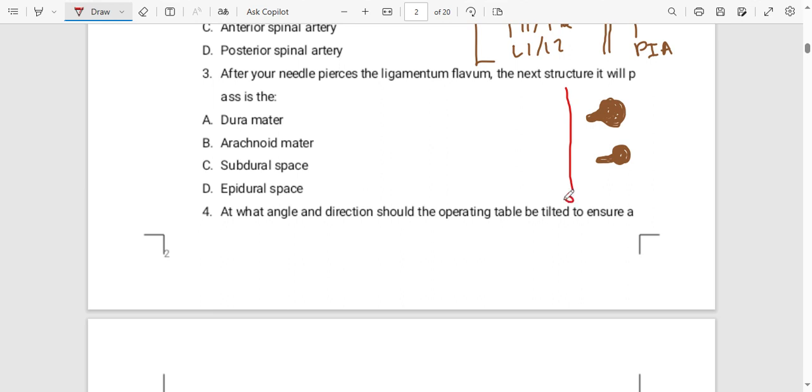So we are passing the skin there. And then what will be the next layer that we are going to penetrate? Thank you. This space here, which is the subcutaneous tissue. And then after the subcutaneous tissue, can you see this ligament which is attached to the spinous processes? What is the next structure?